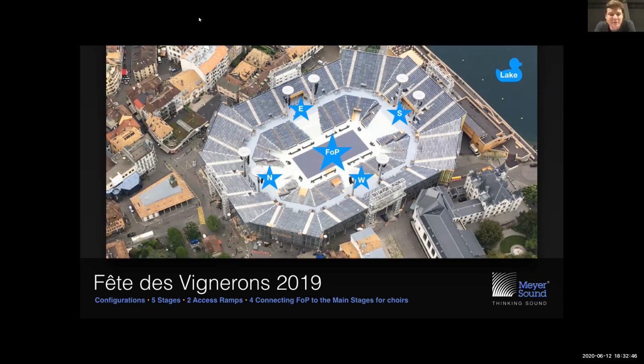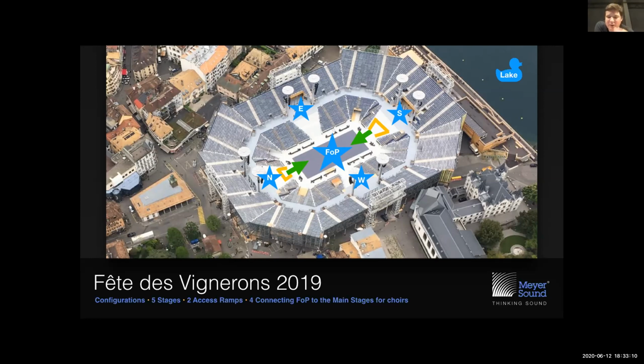Yep, that's correct. So you see now on the screen the configuration with all 5 stages. The center stage, I will refer to it as the field of play. We used to call it the field of play. There's a north, south, east, and west stage in all 4 places, and 3 access, so these are the 2 access ramps.